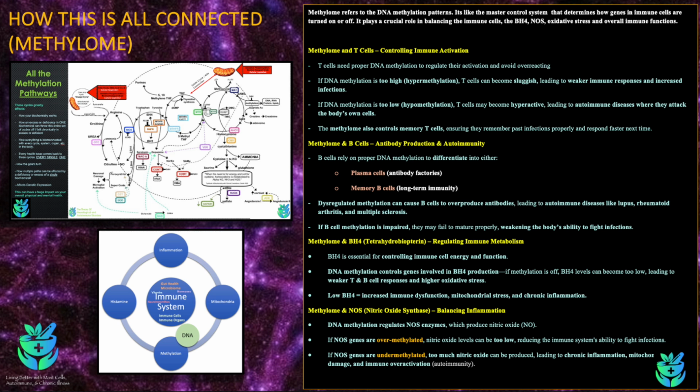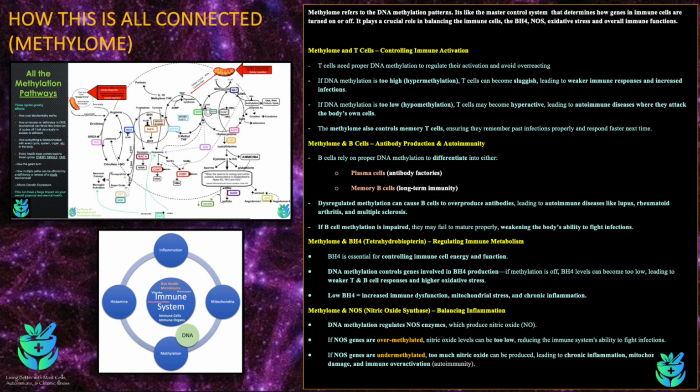The methylome and BH4, regulating immune metabolism. BH4 is essential for controlling immune cell energy and function. DNA methylation controls genes involved with BH4 production. If methylation is off, BH4 levels can become too low, leading to weaker T and B cell responses and higher oxidative stress. Low BH4 equals increased immune dysfunction, mitochondrial stress, and chronic inflammation.